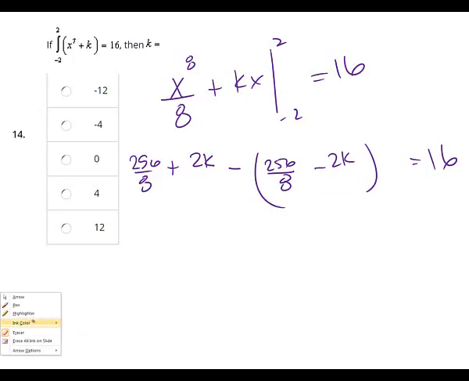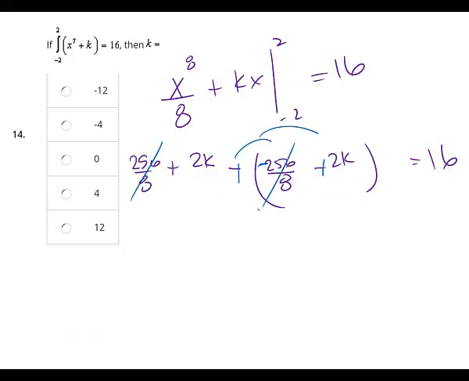All right. What are we going to do with that negative sign here? Distribute it. What's going to happen with the 256 and the 256? They're going to cancel. Okay, so now I've got 2k plus 2k is what? 4k. So what's k? K is 4. All right, we good with 14?